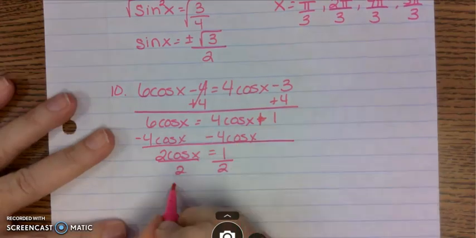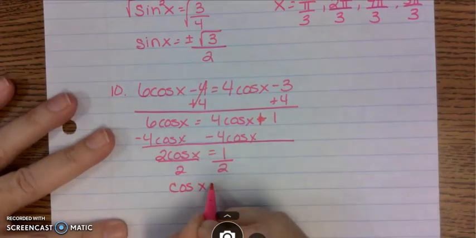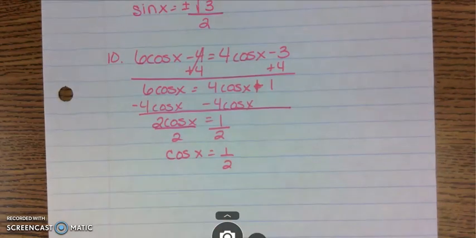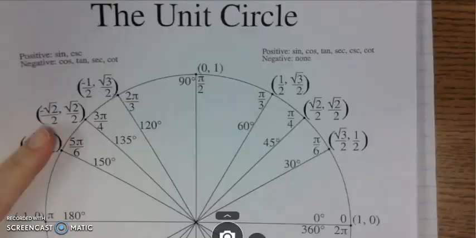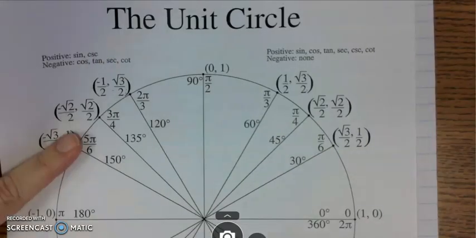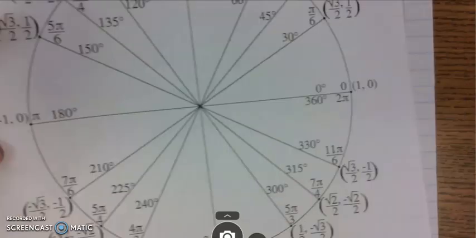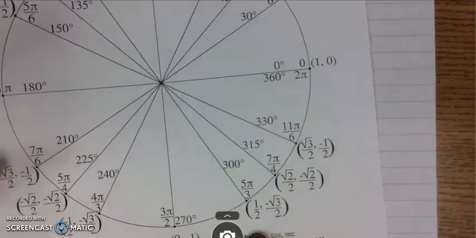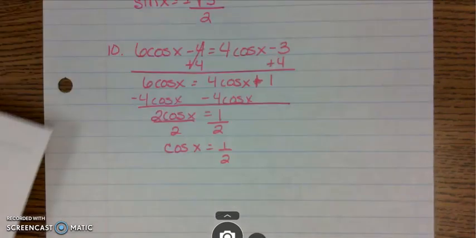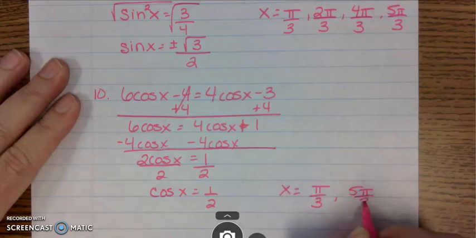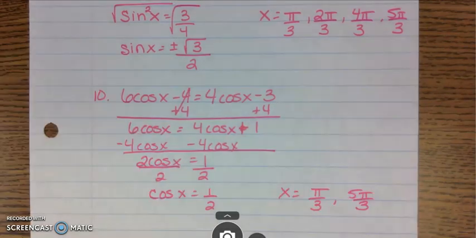Now, there is no square on this x, so we are done with the problem. So now we're just going to look, when does cosine equal 1/2? So remember, we're looking for positive. So cosine equals 1/2 at pi over 3, and then down here at 5 pi over 3. So x equals pi over 3 and 5 pi over 3. We are rocking and rolling.